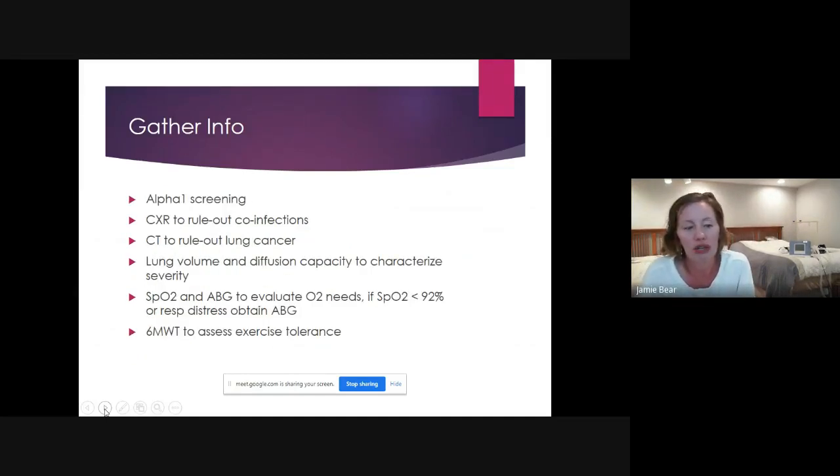Other things to look for are alpha-1 screening, chest x-ray to rule out co-infections, a CAT scan to rule out lung cancer, because lung cancer can go along with COPD, lung volume and diffusion capacity to characterize the severity, SpO2 and ABG to evaluate oxygen needs. If the SATs are lower than 92% or respiratory distress is present, then you can get an ABG, but not if they're not showing those signs and symptoms. And then a 6-minute walk test to assess their exercise tolerance and to see if they're needing O2.